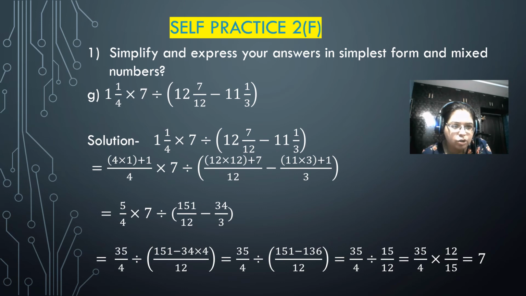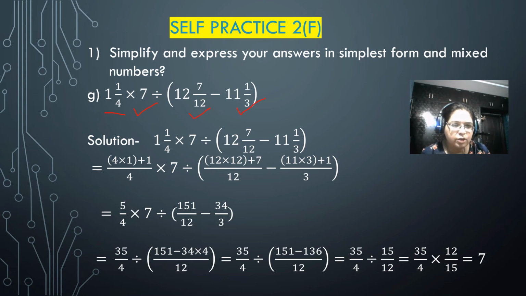Now solve question number G bit. G: 1 1/4 multiplied with 7, divided by (12 7/12 minus 11 1/3), and that is inside the bracket. First we convert this mixed fraction 1 1/4 into an improper fraction.